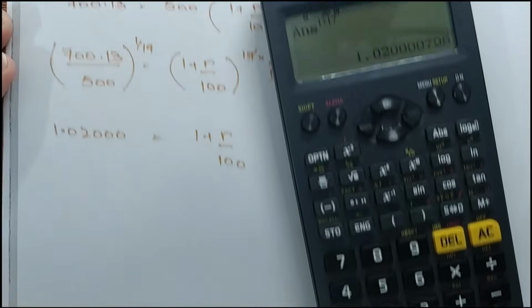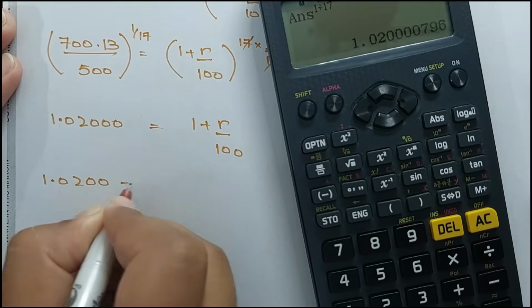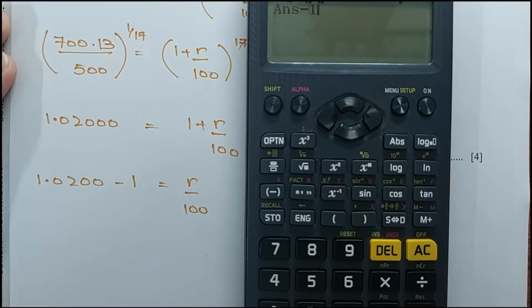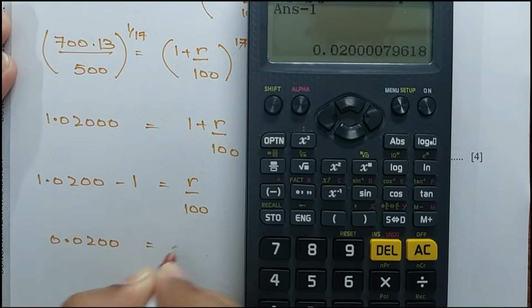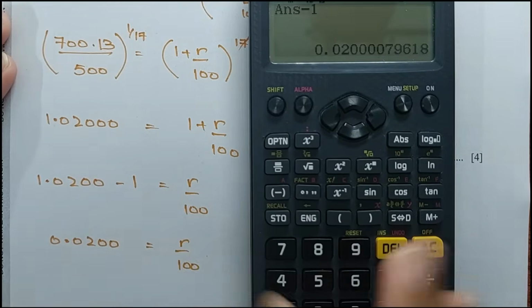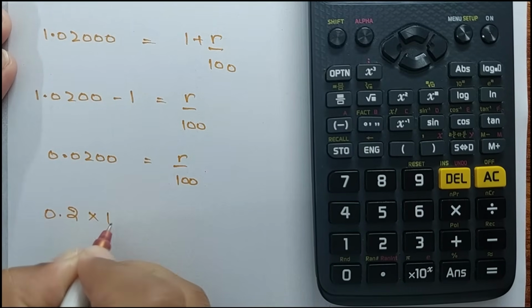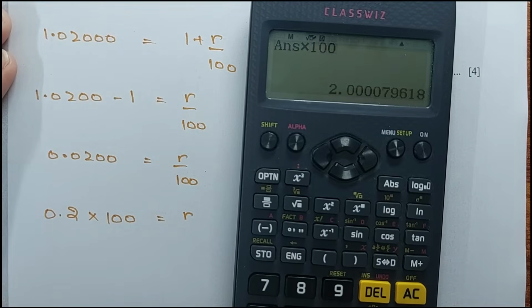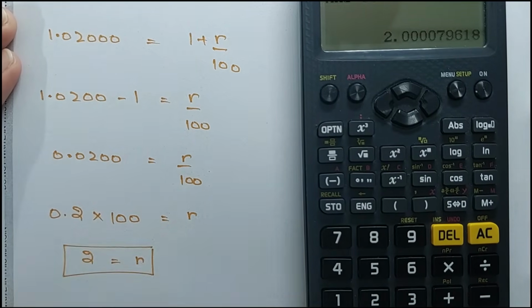Now to get the value of r, subtracting 1: 1.02 minus 1 is r over 100. When you take away 1, this is 0.02, which is r over 100. Now to get the value of r, multiplying both sides by 100, that is 2%. So the r value is 2. We are done with the r value.